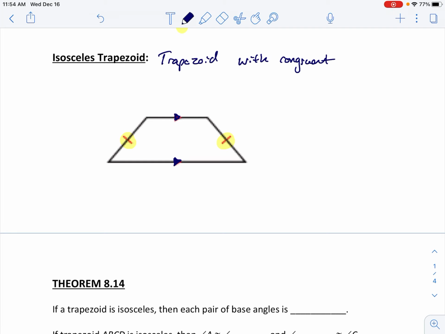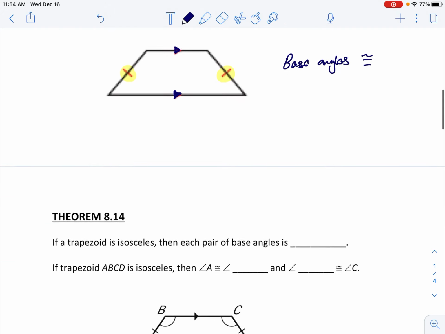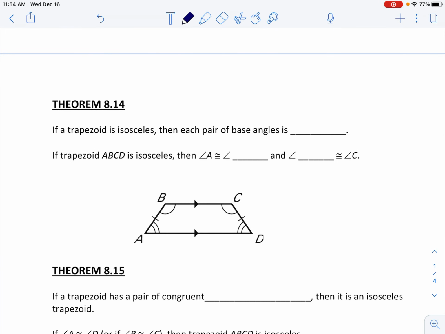Another thing about this one, let me get rid of that mark, is that base angles will be congruent, which actually I'm kind of jumping ahead of myself. I'm getting excited because I'm looking now at this theorem, and that's exactly what it's saying here. If a trapezoid is isosceles, then each pair of base angles is congruent. They are the same as each other, which you can see down here in these pictures. B and C will be congruent to each other, and A and D will be congruent to each other. B and C are part of the same base, A and D are part of the same base.